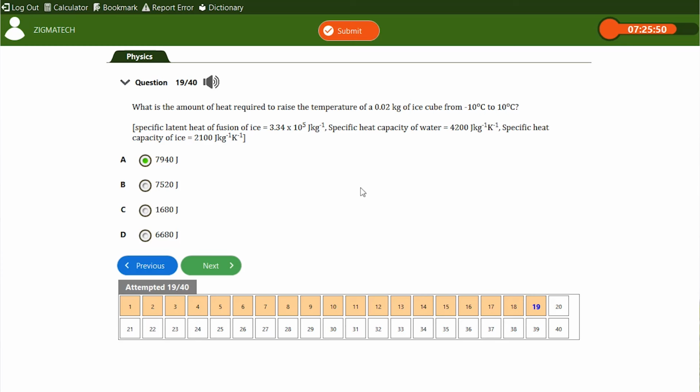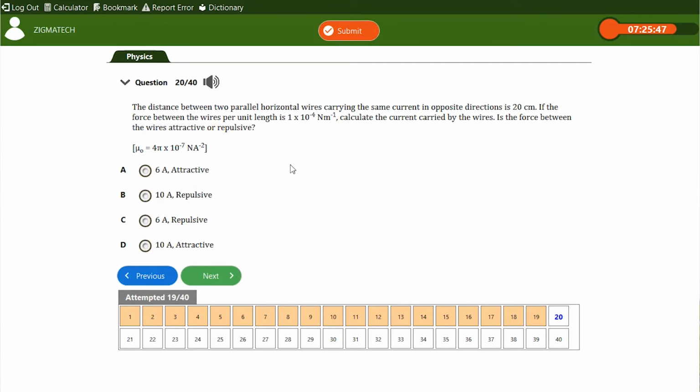Alright, I'm going to the next question, number 20. Wow, we're praying for a theory question or many calculations. So we are going out, this one is out.